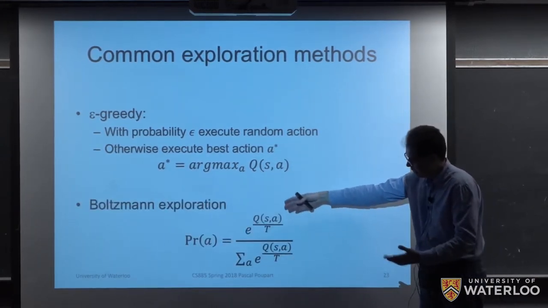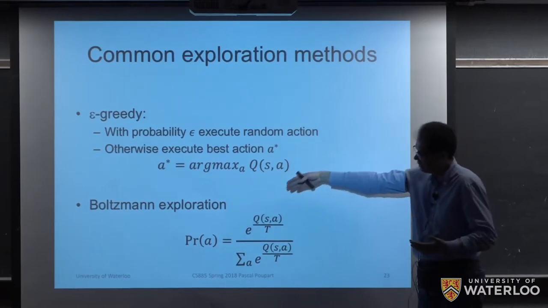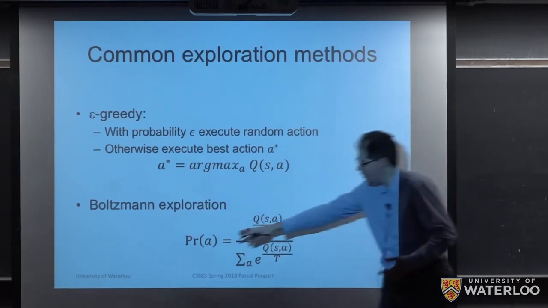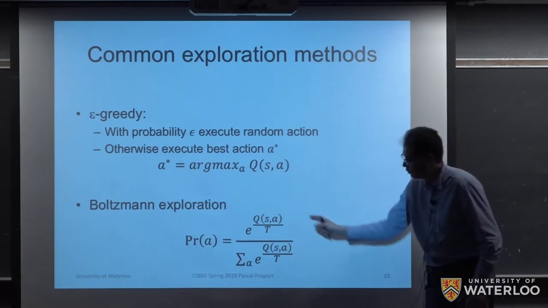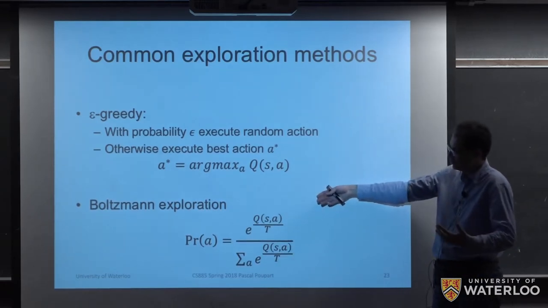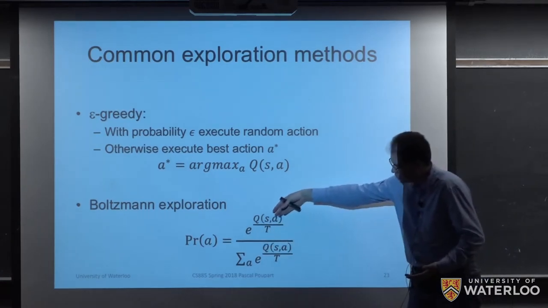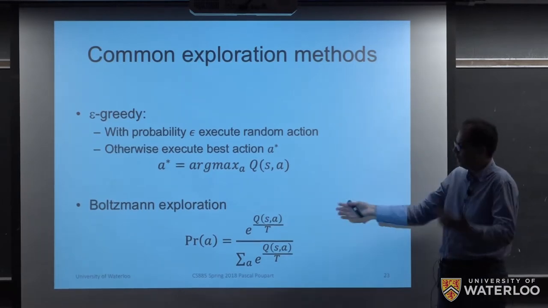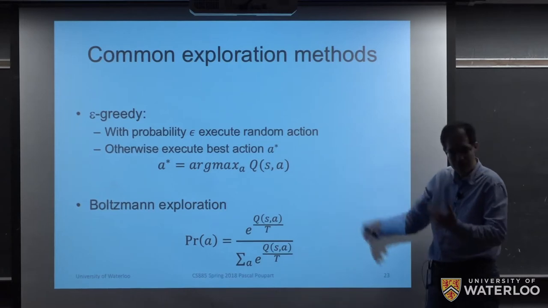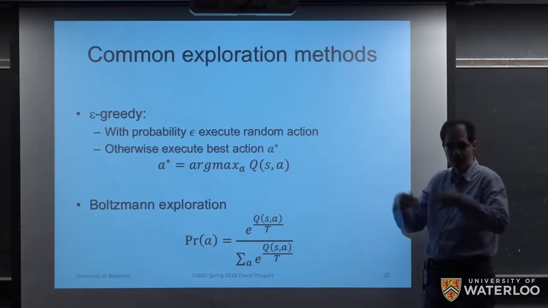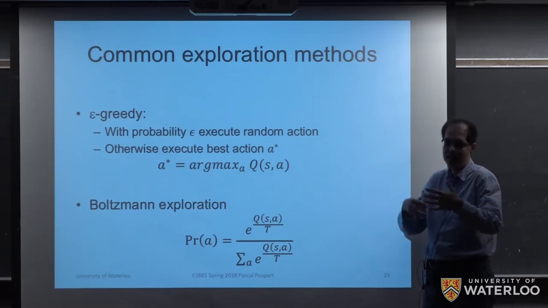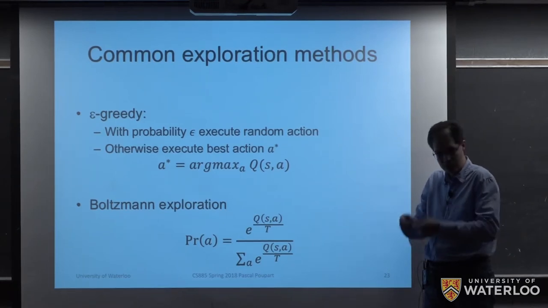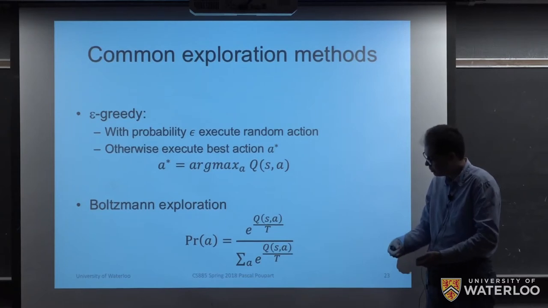Let me mention briefly another approach, which is known as Boltzmann's exploration. The idea is that we have here a probability of choosing any action according to this formula. And this formula is essentially the exponential of each Q function divided by some temperature T, where T is really just a parameter. And then this is inspired by some phenomena in nature, where if you have lots of energy, then your temperature is high, and then there might be a lot of randomness. But then if your temperature is lower, then there's a lot less randomness. Things tend to become deterministic.